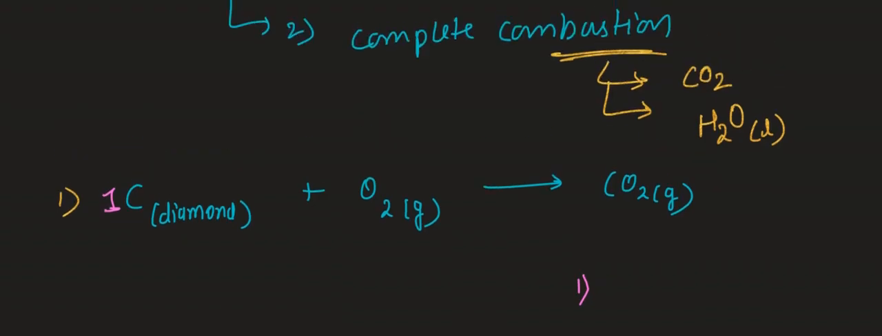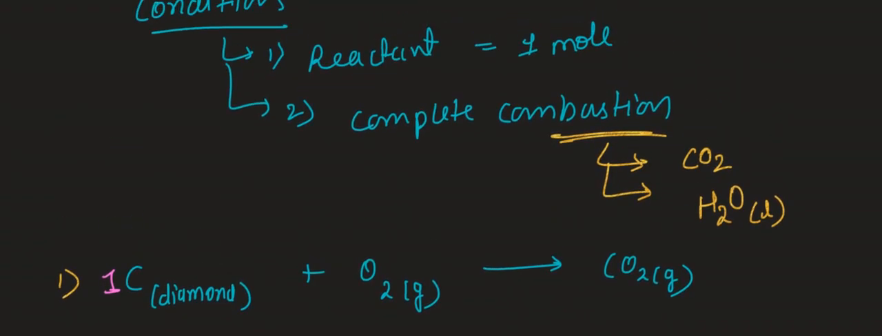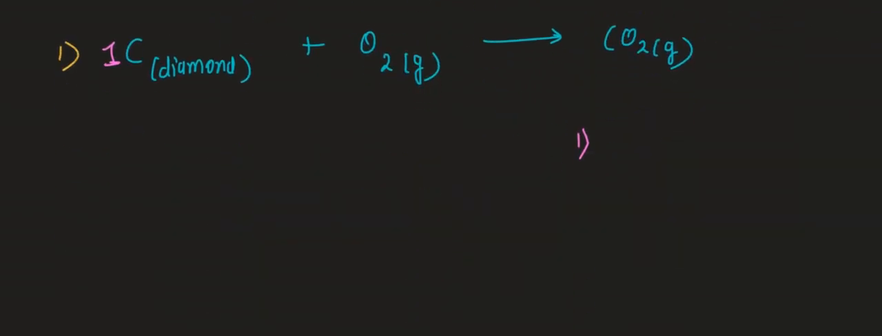And remember, here reactant means what? Other than oxygen. Why other than oxygen? Because oxygen itself is the combustion agent. For combustion, obviously we require a very excess amount of oxygen, so never consider oxygen as 1 mole. If oxygen is more than 1 mole also, it's fine. So which one should be 1 mole? Carbon, other than oxygen. Carbon is 1 mole. Hence the first condition is satisfied.